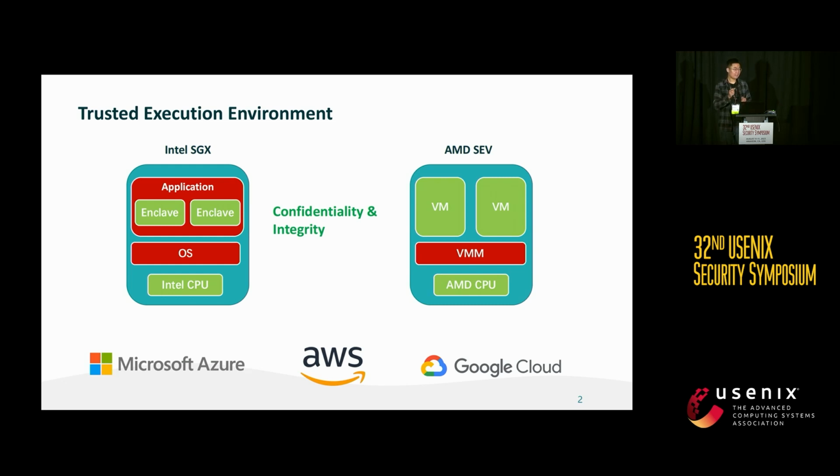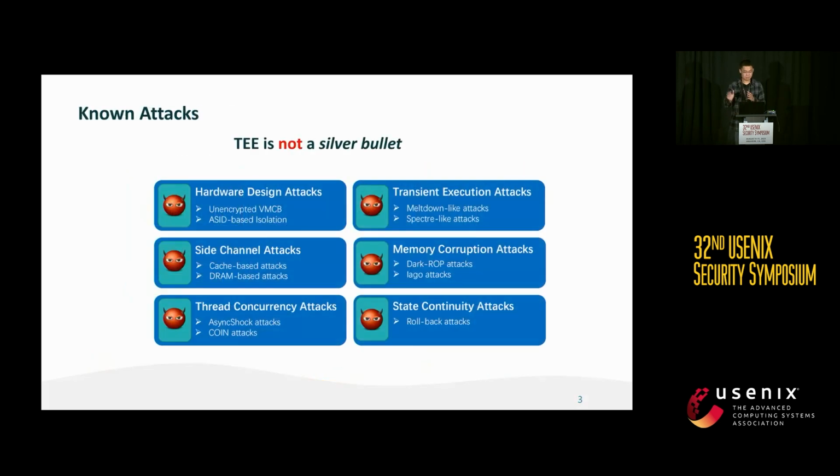At present, many cloud computing companies are using TEEs, such as Microsoft, AWS, and Google Cloud. However, TEE is not a silver bullet, and recent studies have suggested that it still faces many security threats, and we divided them into the following 6 categories. Among these attacks, the most notorious one is the side-channel attack. Traditional side-channel attacks include cache-based attacks, DRAM-based attacks, and so on.